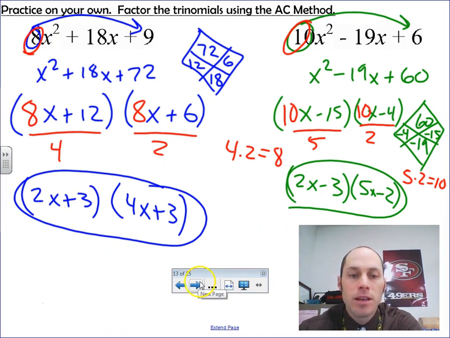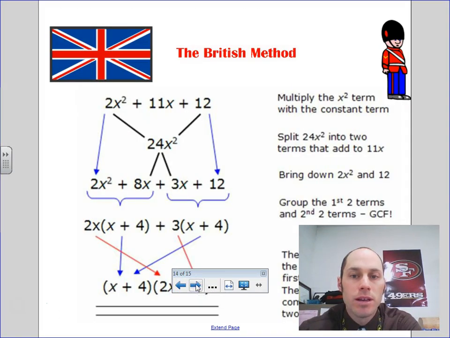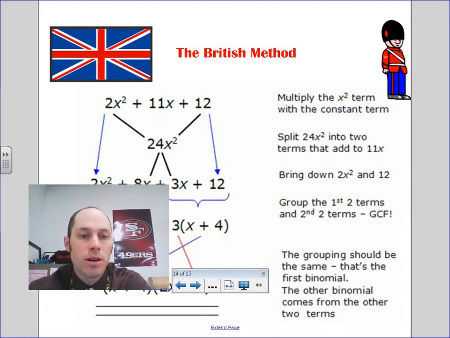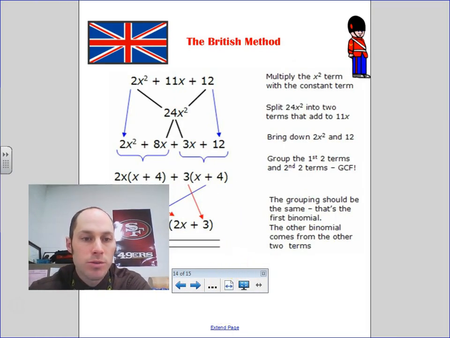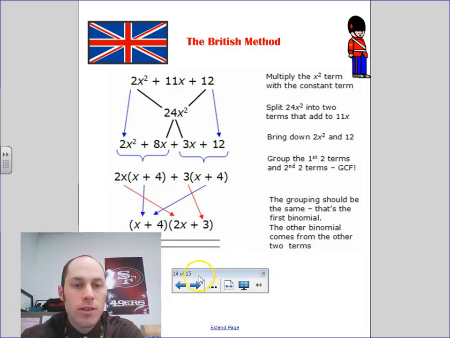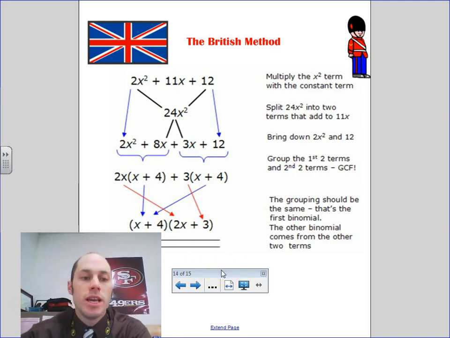I like that method. I prefer it over the guess and check method. If you're interested in another method, there's one known as the British method that Mr. Huebner is a fan of. So if you are British, or if you just like the British method or anything British, maybe you want to try this one out. I'll show you how this one works. Kind of similar to the AC method.